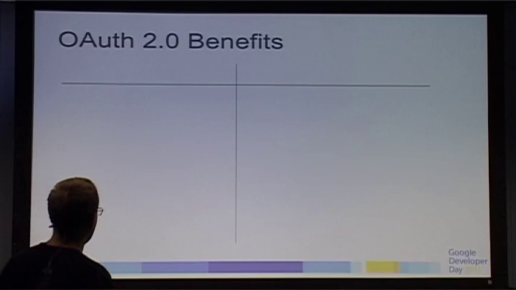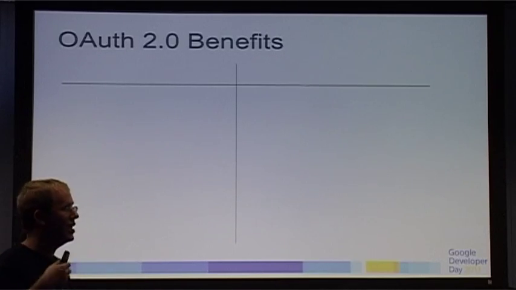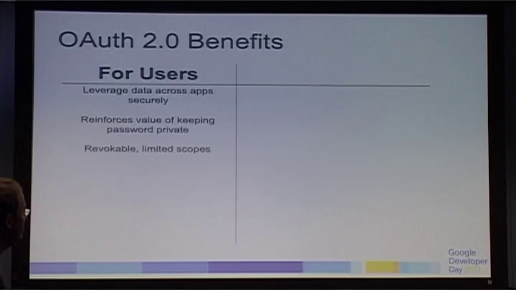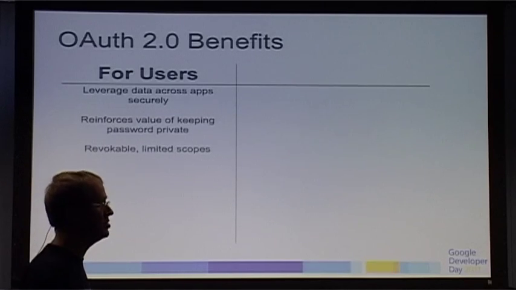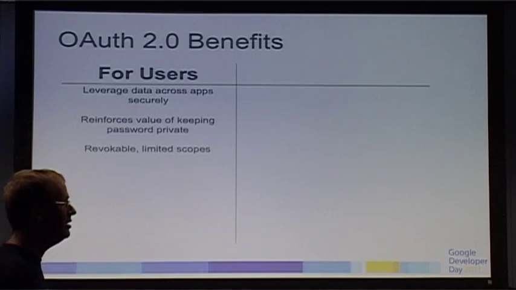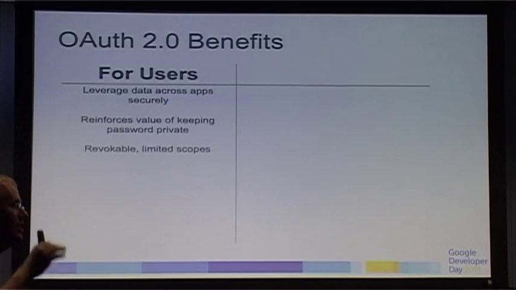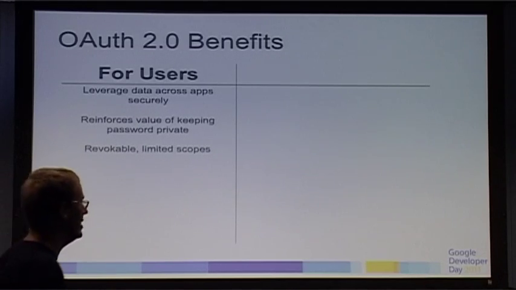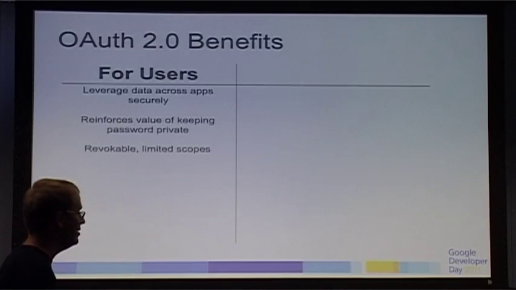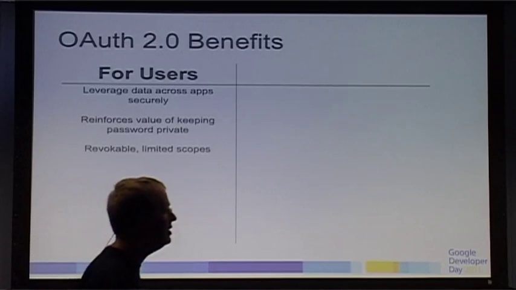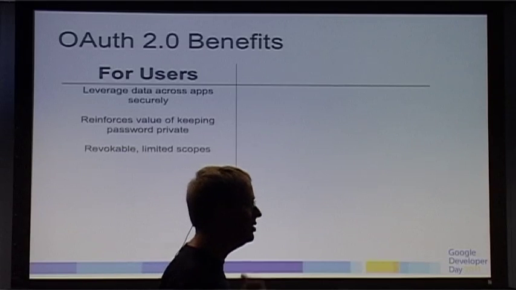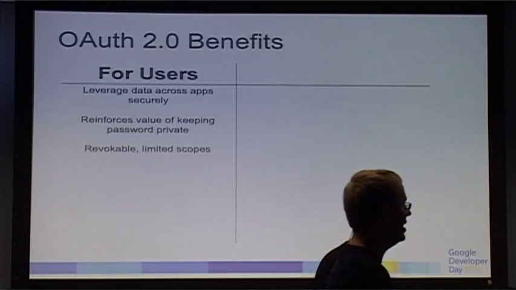So the benefits of OAuth 2: there are benefits for both developers and for users. For users, you can leverage data across apps securely. So if you store your data in one place, you can securely leverage it in another application without revealing your username and password. Because you're not revealing your username and password, it reinforces the idea that you should never give out your password to an application.